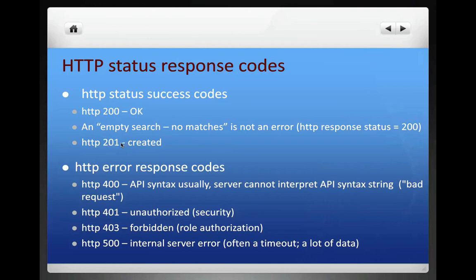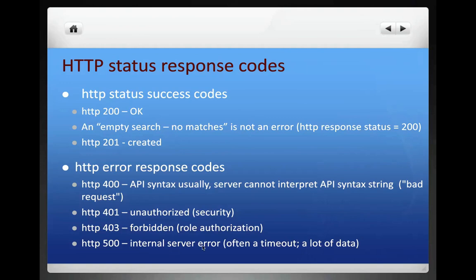A 201 means that a resource was created. You don't want to see 400s and 500s. Let's talk about errors. A 400 is usually an API syntax error. It means that the server cannot interpret your API string, and it's going to tell you you had a bad request. A 401 means unauthorized, and it's a security function. A 403 means it's forbidden. It usually means you may have been able to get into the system, but you don't have authority.